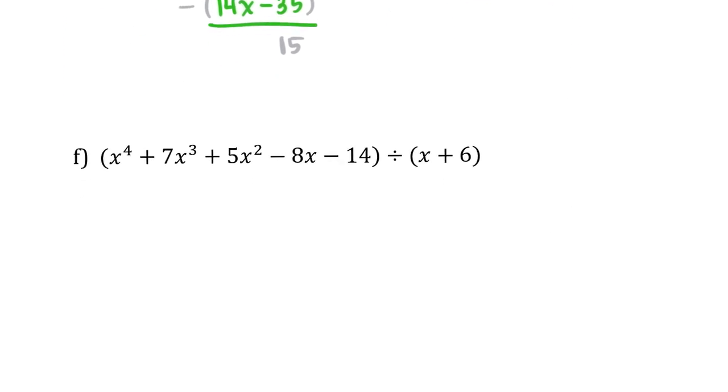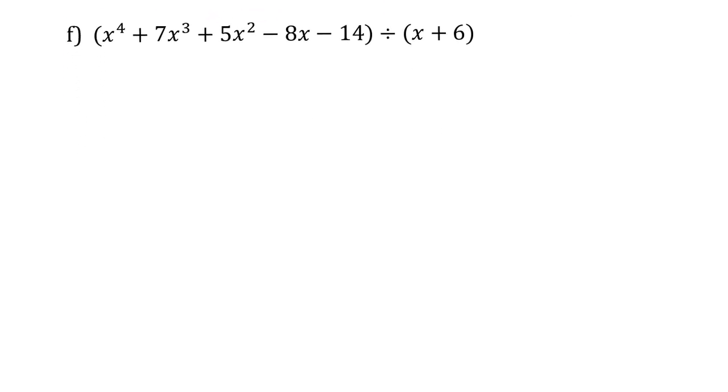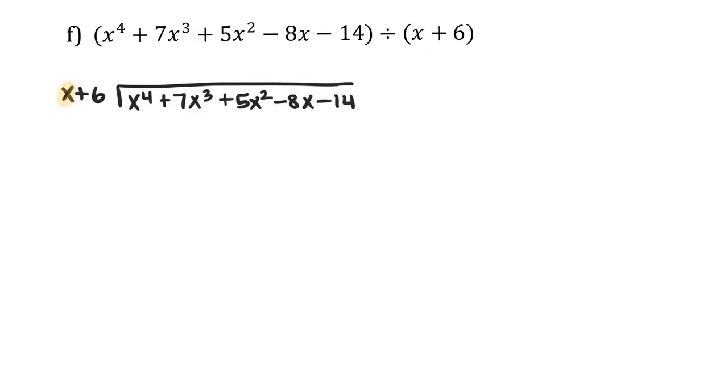Okay, let's try this last one here. This is x to the fourth, and I'm dividing by x, so I should end up with a little bit more stuff in my answer. Okay, go ahead, set it up, then try it on your own. Okay, I set it up, so I have x times something to get x to the fourth, so that's x to the third. X to the fourth, 6x cubed. Okay, subtract down.